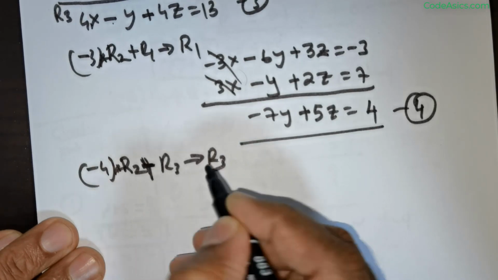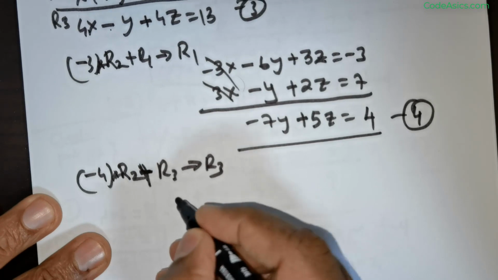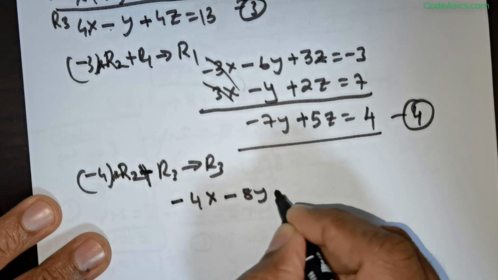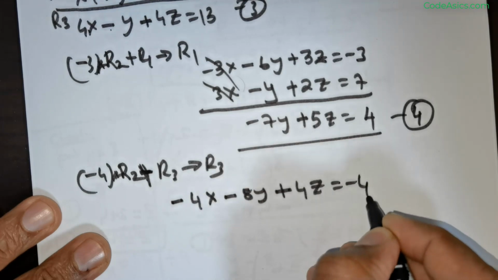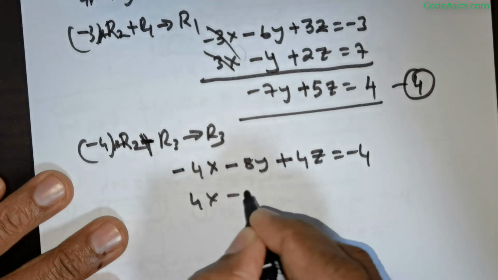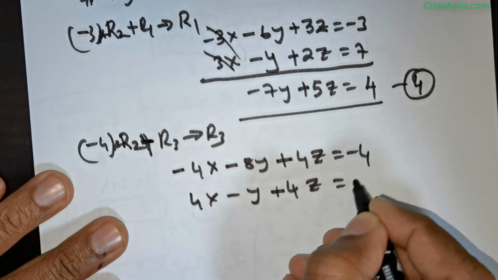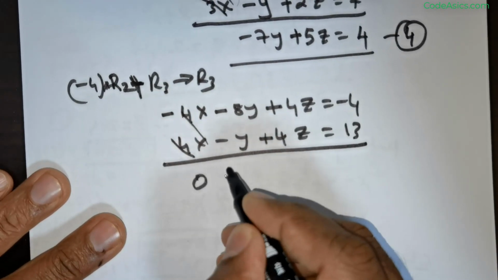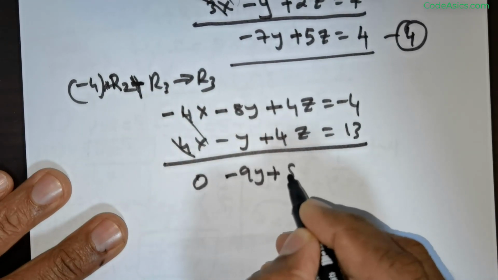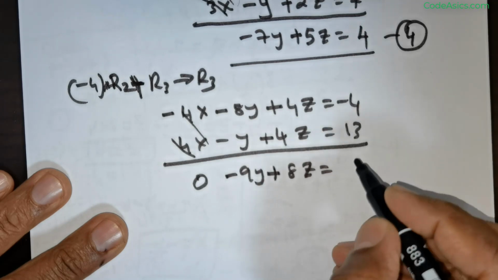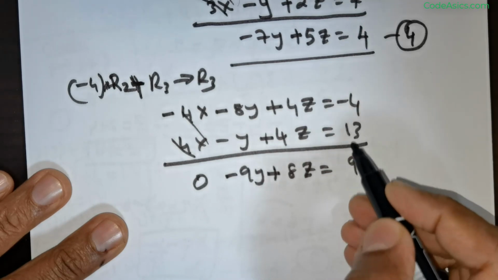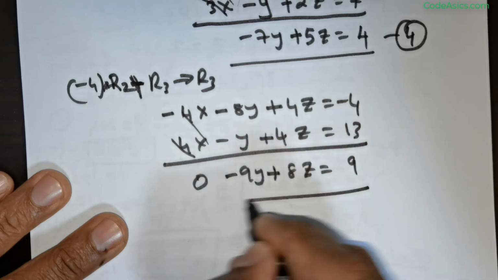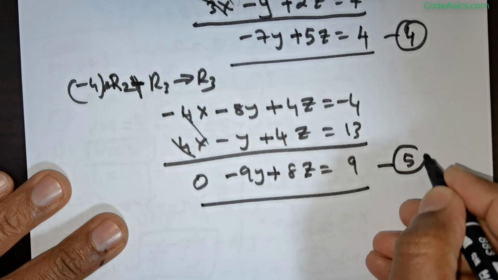That's going to be my new R3. So -4 times R2, that's going to be -4x, -8y, positive 4z is equal to -4. My R3 is going to be 4x, -y, positive 4z is equal to 13. We add them both, you get 0, -9y, 8z is equal to 9. 9 added with 4 will give you 13, but since it carries a negative sign, it's going to be 9 alone. So this is going to be my 5.